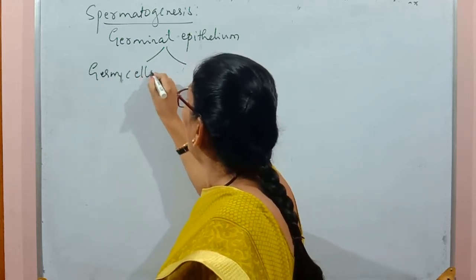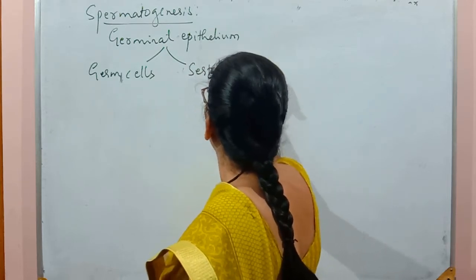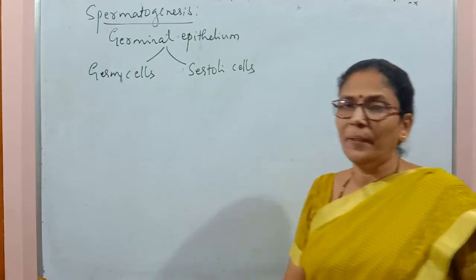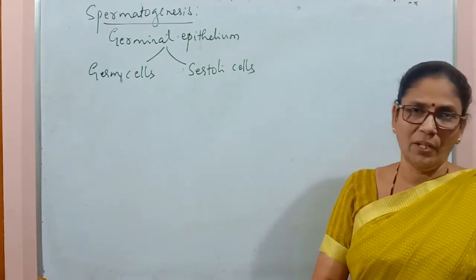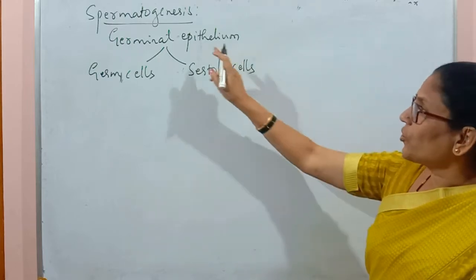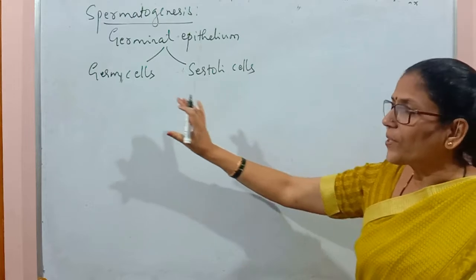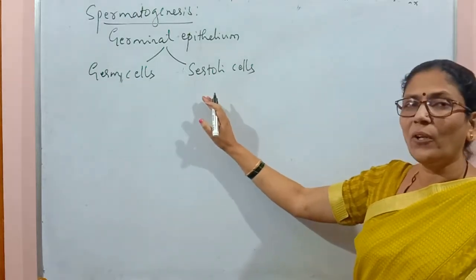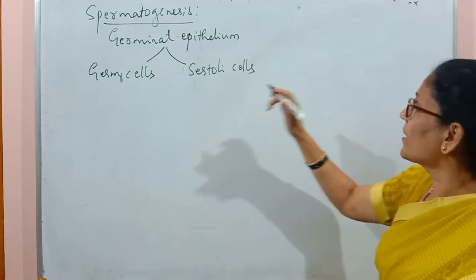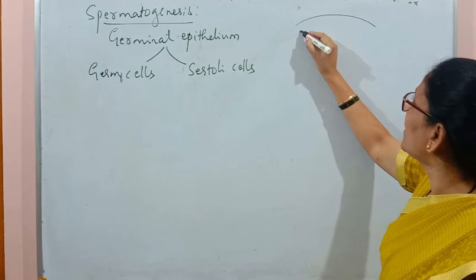Germ cells. Another type of cells are called the Sertoli cells. The germinal epithelium is said to be the wall of the outermost layer of the seminiferous tubules, and it is made by 2 types of cells. The first type of cells we call the germ cells, and the second type we call the Sertoli cells.